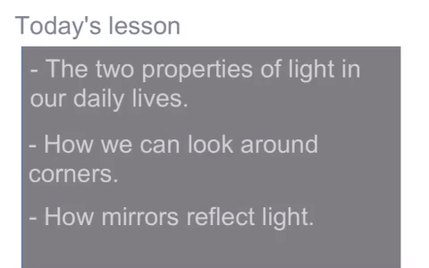For today's lesson, we'll be covering the properties of light in our daily lives, which means I'll be giving you examples of the two properties of light that we have learned before. And also we're going to look at how we can look around corners since light travels in straight lines. And we're also going to look a bit at mirrors.